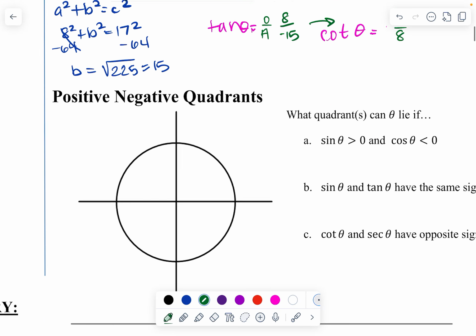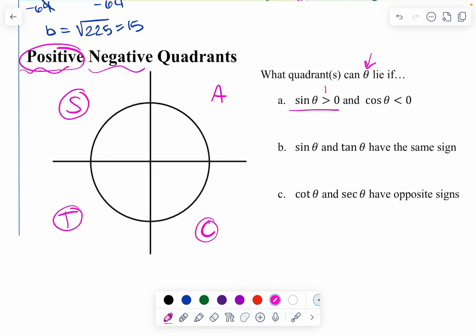So what quadrants where can theta be if sine is greater than 0, that's positive, and cosine is less than 0, that's negative. So where is sine positive? Well, I know sine is positive here, and sine is positive here. But where is cosine negative? Well, I know cosine is not negative here, but cosine is positive here. So we know that this has got to be in quadrant 2. All right, let's do the next one.